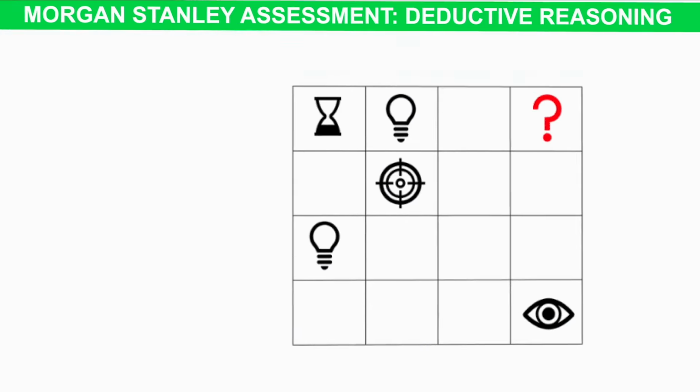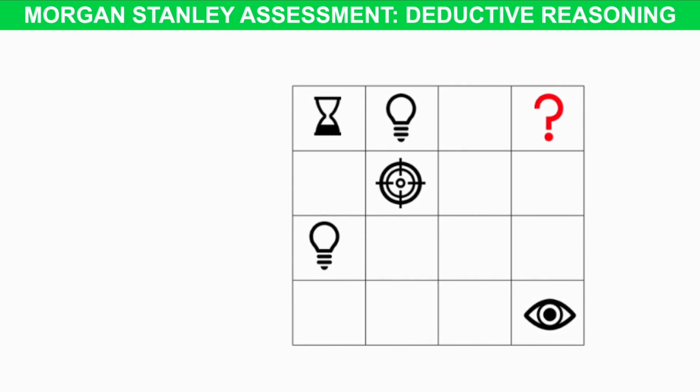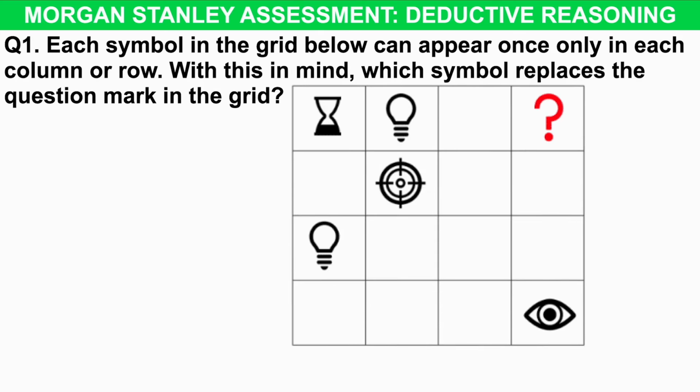Okay, the next question type to prepare for is deductive reasoning. Now here is a similar style test to help you prepare for your deductive reasoning assessment with Morgan Stanley. And the question may be phrased something similar to this. Each symbol in the grid below can appear once only in each column or row. With this in mind, which symbol replaces the question mark on the grid? So you can see that question mark is the red question mark there.